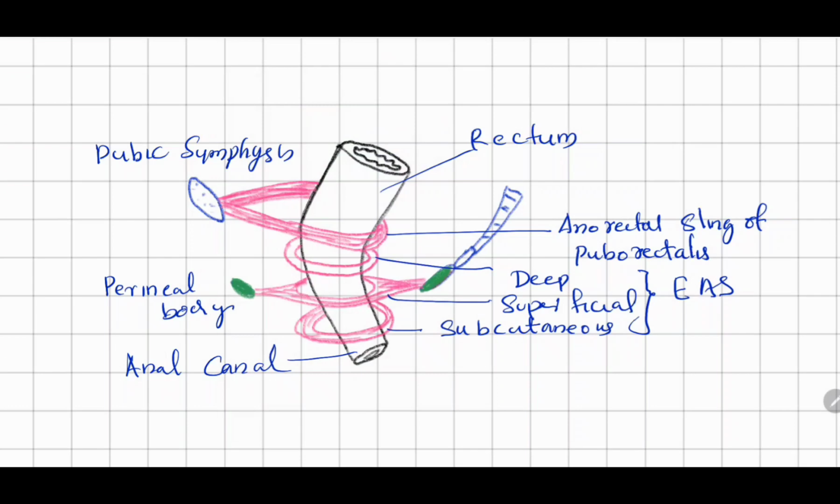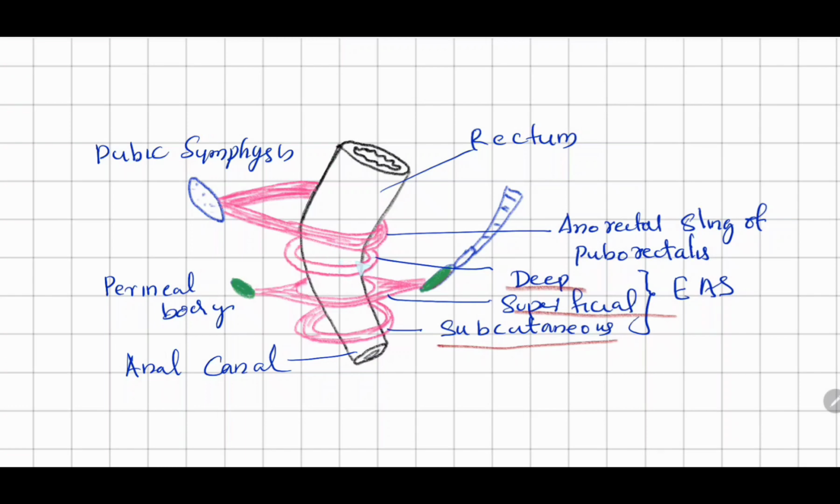In this diagram you are seeing the different parts of the external anal sphincter. Here we have the subcutaneous part, then comes the superficial, and this is the deeper part. The deeper part is annular in shape and surrounds the anorectal junction. This is the rectum and this is the anal canal. So this deeper part is present at the anorectal junction.